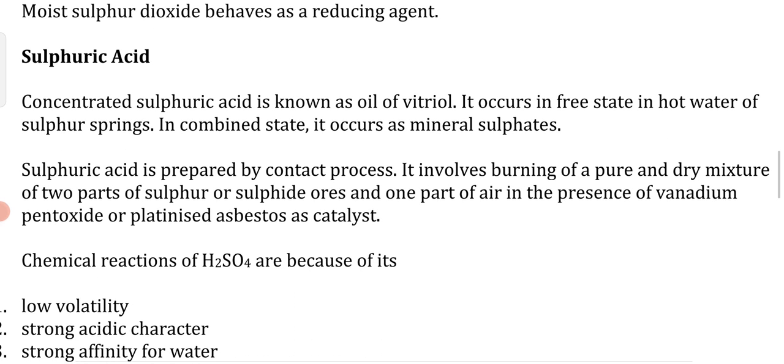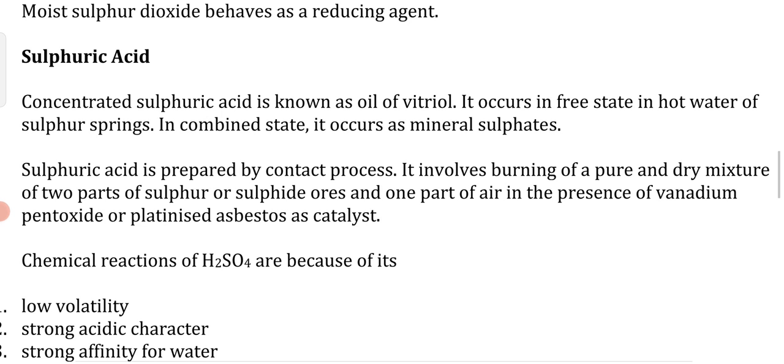So next, a very common substance of sulfur, that is sulfuric acid. We know about sulfuric acid. Concentrated sulfuric acid is known as oil of vitriol. It occurs in free state in hot water of sulfur springs. In combined state, it occurs in mineral sulfates. Sulfuric acid is prepared by the contact process.